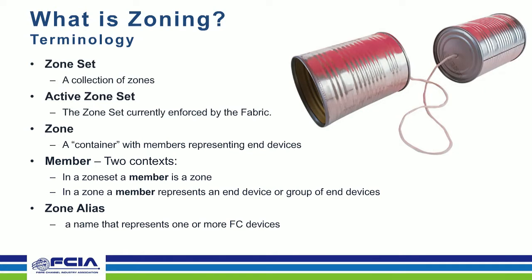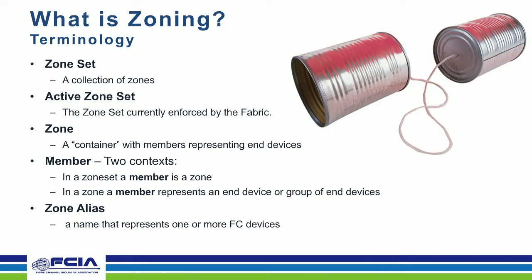A zone is a container with members representing end devices, and these zones go into zone sets. So the end devices go into the zone, and then the zone goes into the zone set. And the end devices are your initiators and your targets of various flavors. A member has two contexts depending upon what you're referring to. In a zone set, a member is a zone. And in a zone, a member represents the end devices or group of end devices. In general, there need to be two or more members in a zone to do anything. You have to have two to tango, as they say.